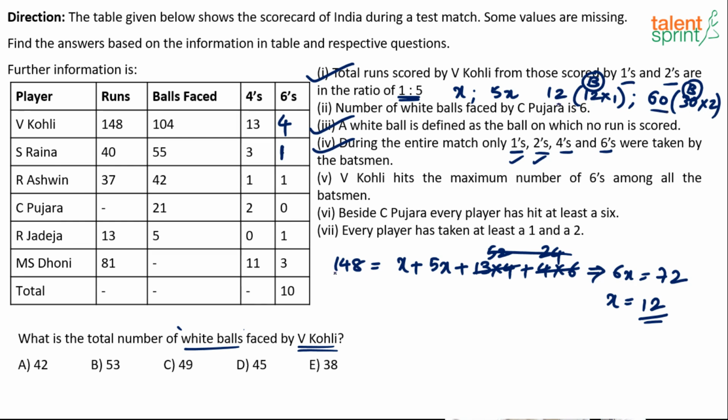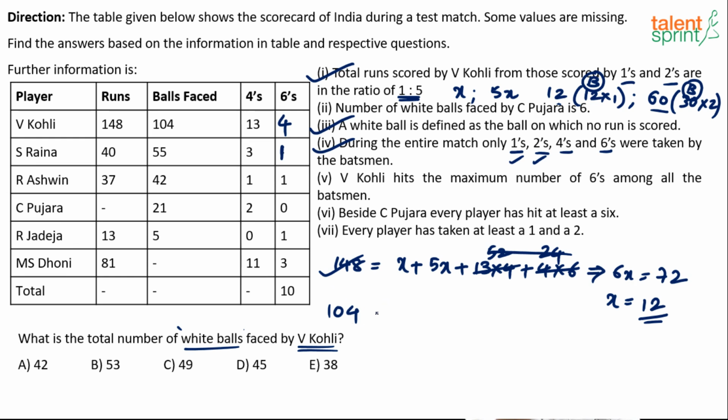Right? So basically his score is balanced. 148 is balanced, right? 12 plus 60 plus 52 plus 24 gives you 148. But then the question is, what is the total number of white balls faced by Kohli? See, we already know the total number of balls faced by Kohli, 104. Now try to get this score, 104. Balance, number of balls. This is number of runs.